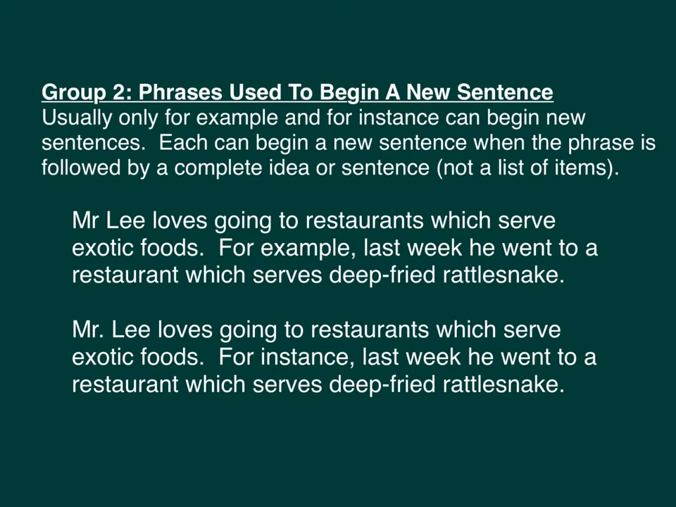Now let's take a look at group 2, which are phrases used to begin a new sentence. Usually, only for example and for instance can begin new sentences. Each can begin a new sentence when the phrase is followed by a complete idea or sentence, not a list of items. Now let's take a look at the below examples.